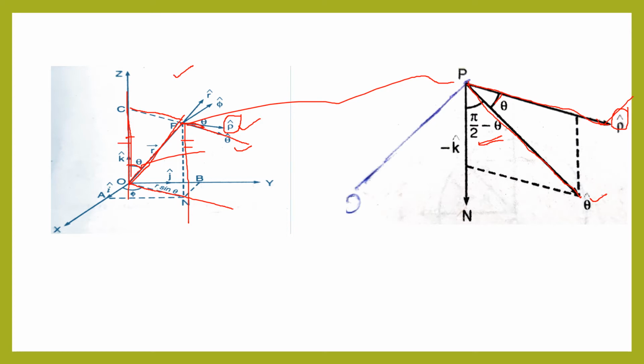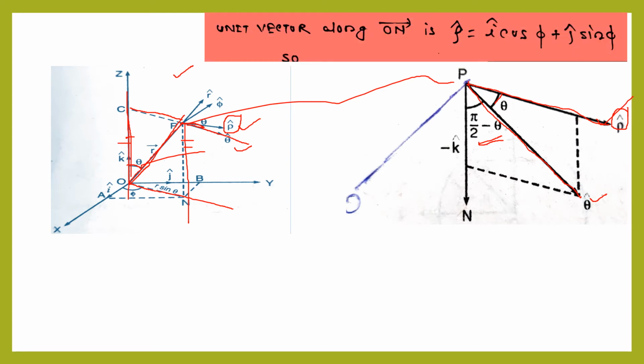So next, from this figure, the unit vector towards ON, that means rho cap. If we want to find rho cap, then we can easily determine that the unit vector along ON is i cos phi plus j sin phi. Why is it so? The unit vector towards ON is rho cap, and the angle is phi, so cos phi in the x-axis and sin phi in the y-axis. So it is clear.